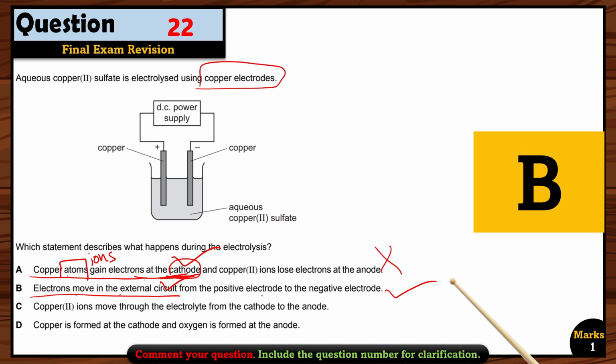You can also look for the option C and D. I already have explained what will happen. So I think it will be clear to you.